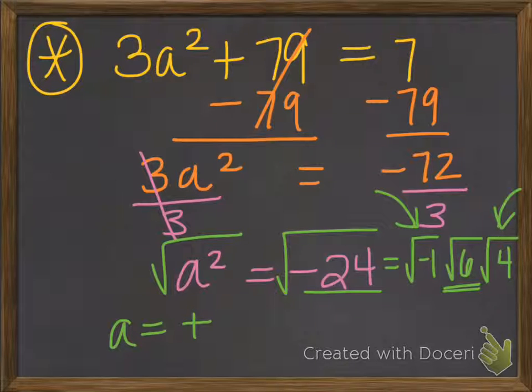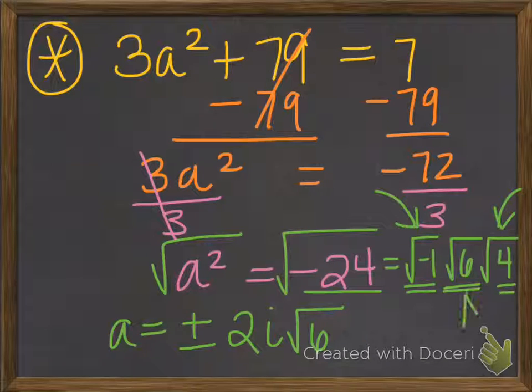So my final answer is going to be plus or minus to give me the two solutions, 2 for the square root of 4, i for the square root of negative 1, and the square root of 6, since that can't be simplified.